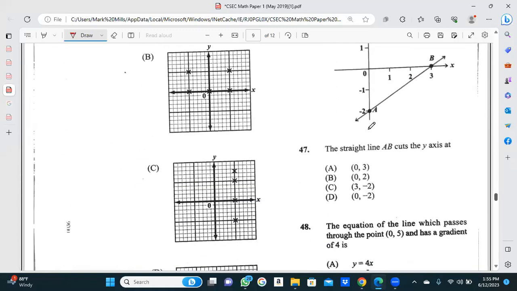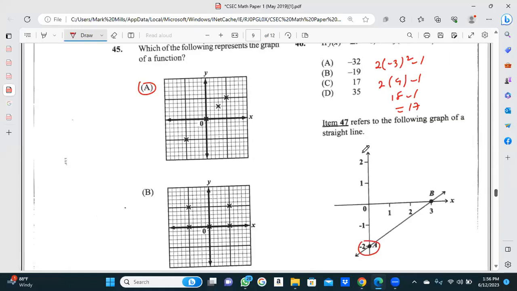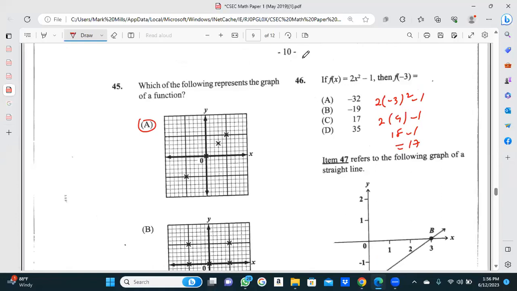47. The straight line AB. So it's 46. The straight line. Hold on, let me explain this. What's the answer for this? Scroll back up. D. 0 and negative 2. D, right. D, okay. D. Negative 2. All right, good. This one we say was 17.